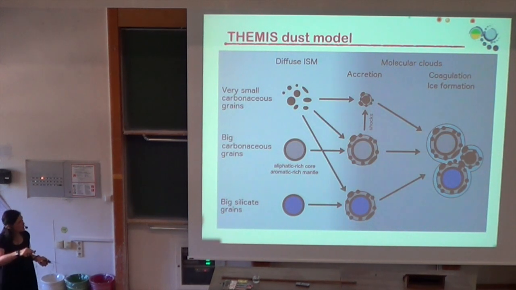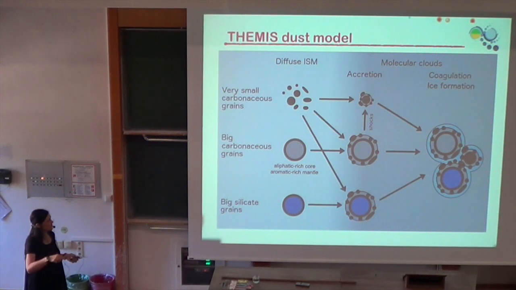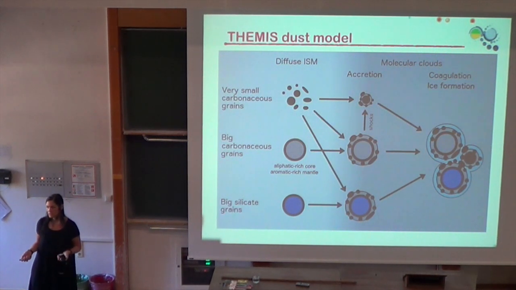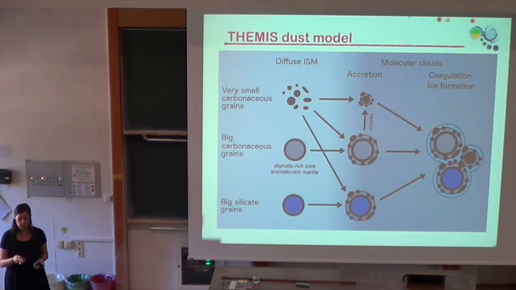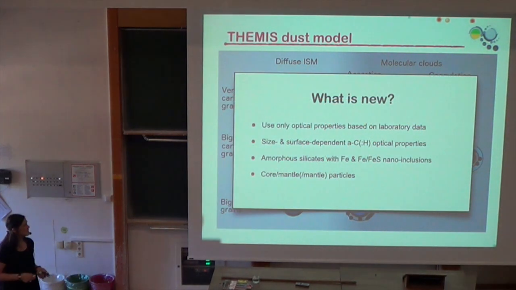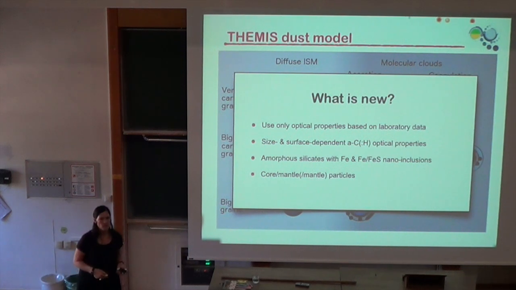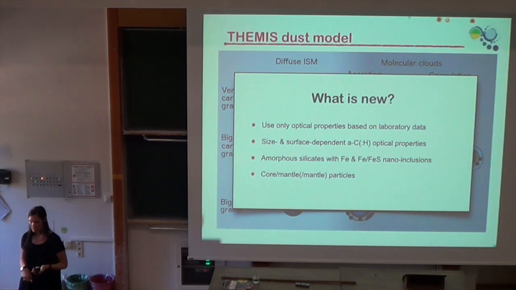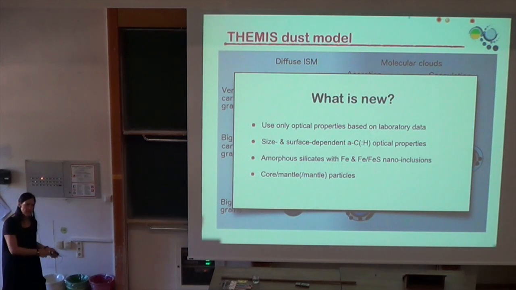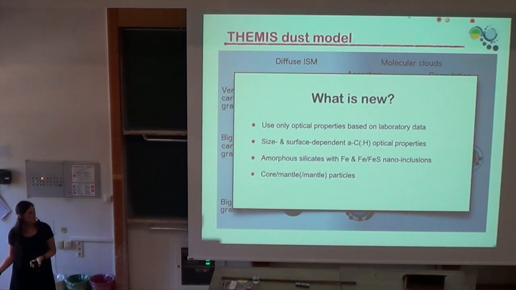And then eventually the particles coagulate into aggregates, forming the structures, and when the environment is dense enough, ice mantles can form on the surface of the particles. So this is our new dust model, including the evolution of the dust particles. People might say, oh, again, a new dust model, but what is new in this dust model is that we only use optical properties based on laboratory data. We do not use astronomical silicate, we do not use graphite. We have these new optical properties of aromatic to aliphatic rich amorphous carbon.